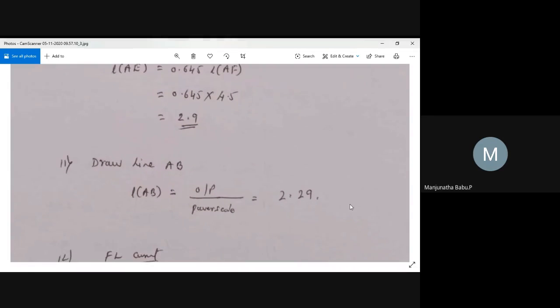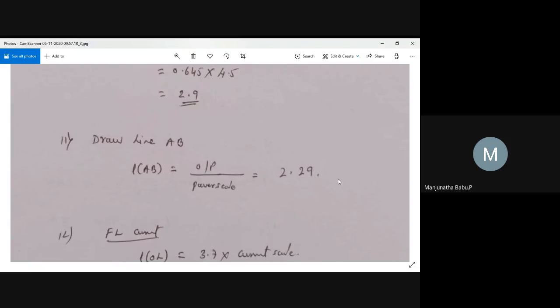Now with respect to this, draw line AB. How to draw line AB? We know the output. The output value he has given as how much? 5.5 kilowatts. So 5.5 kilowatts divided by the power scale, 2.4 kilowatt per centimeter. If I calculate, the length of AB will be equal to 2.29 centimeters. So draw a line from A to B as 2.29.